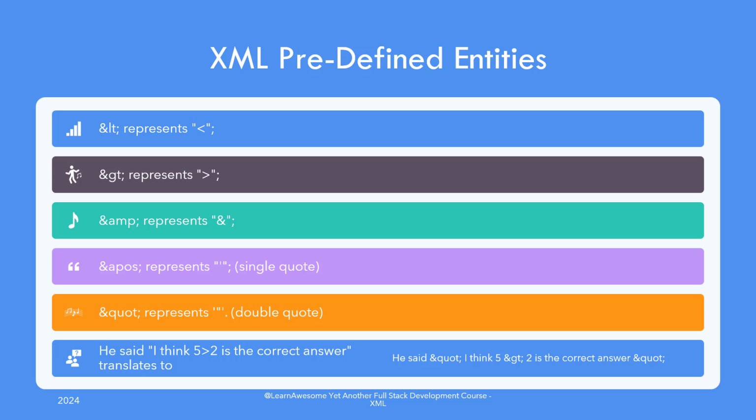Again, coming up with an example. So he said, I think 5 greater than 2 is the correct answer. Translates to, well, you can read it, I won't.